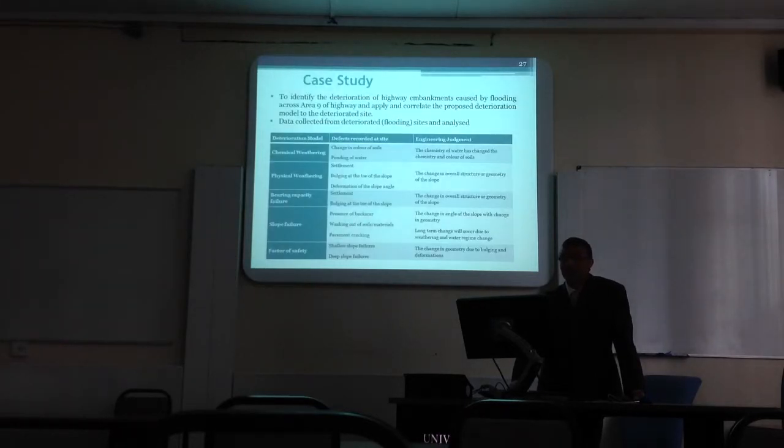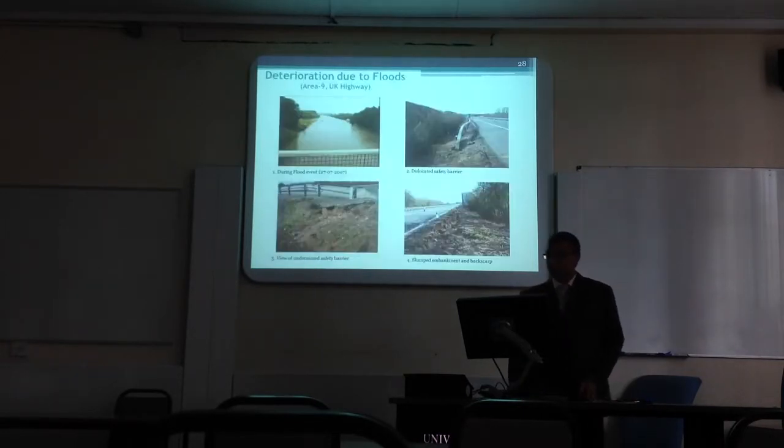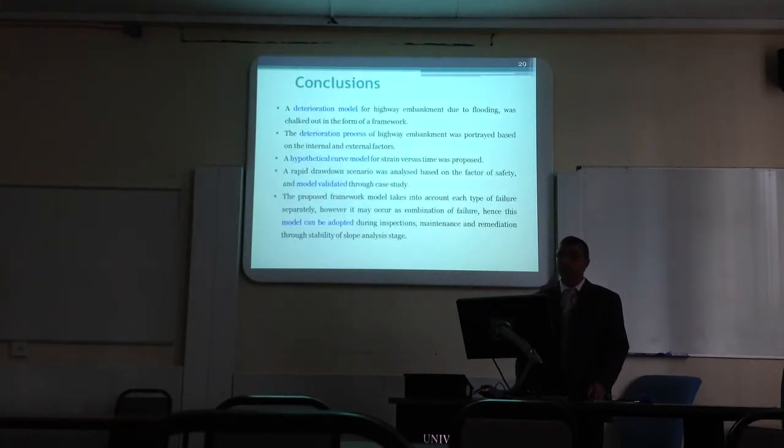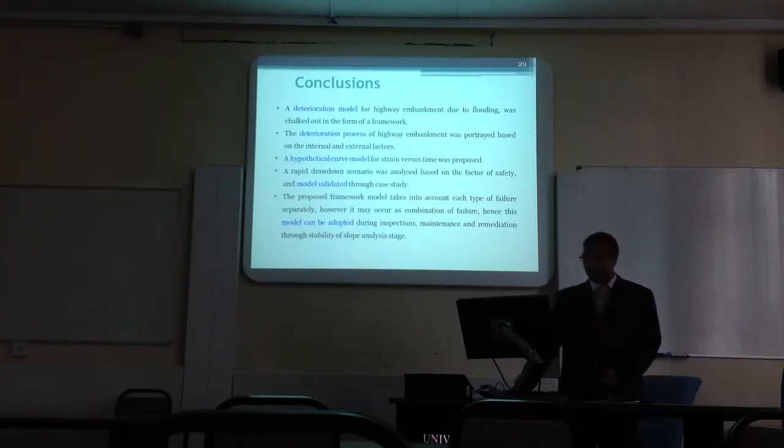So the case study I used was for validation of my model. My model gives the parameters, and these are some of the pictures. So the conclusion is that the deterioration model of highway embankment due to flooding was structured in the form of a framework. It is a process, basically: a hypothetical curve model drawn, a model validated through a case study, and then the model can be adopted by the Highway Agency.